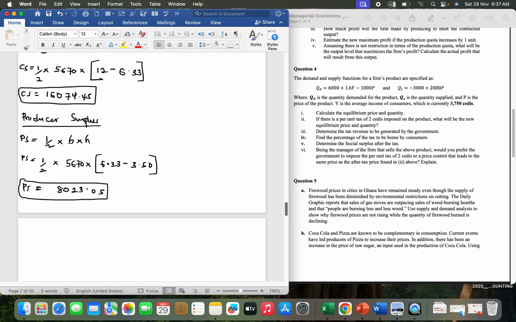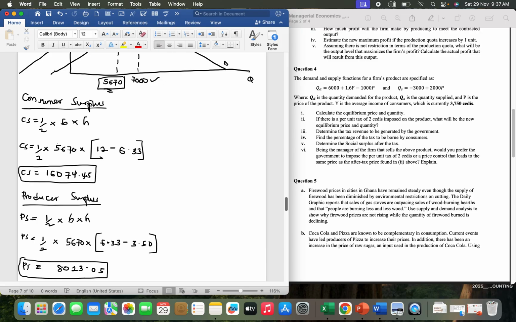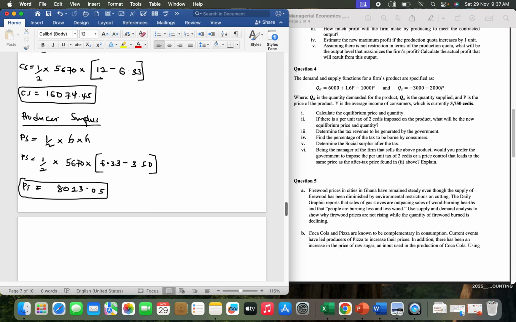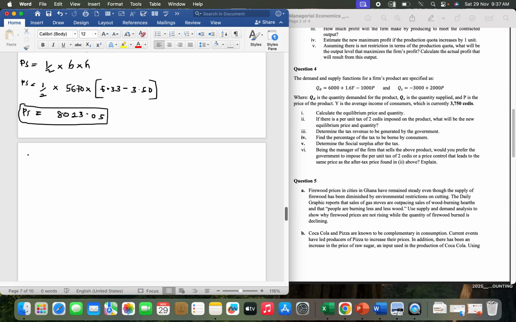I hope you guys get it. So you get to know why we're picking those coordinates. I've explained it. So now we need to find the social surplus after tax.